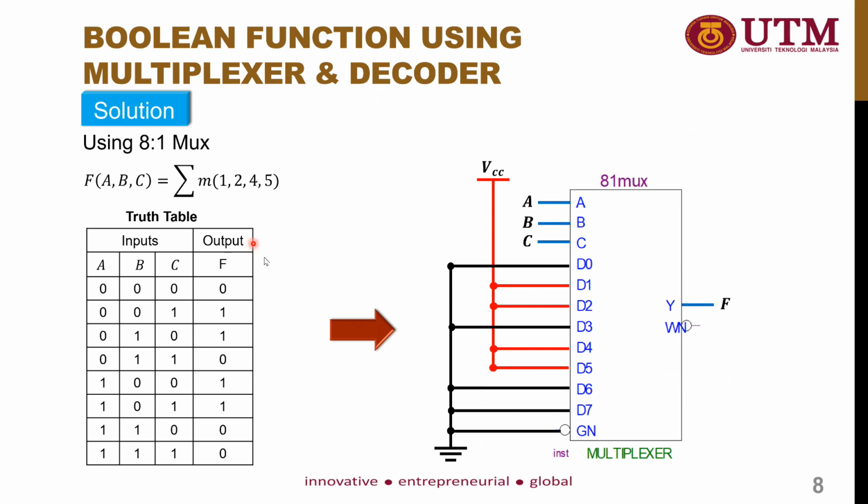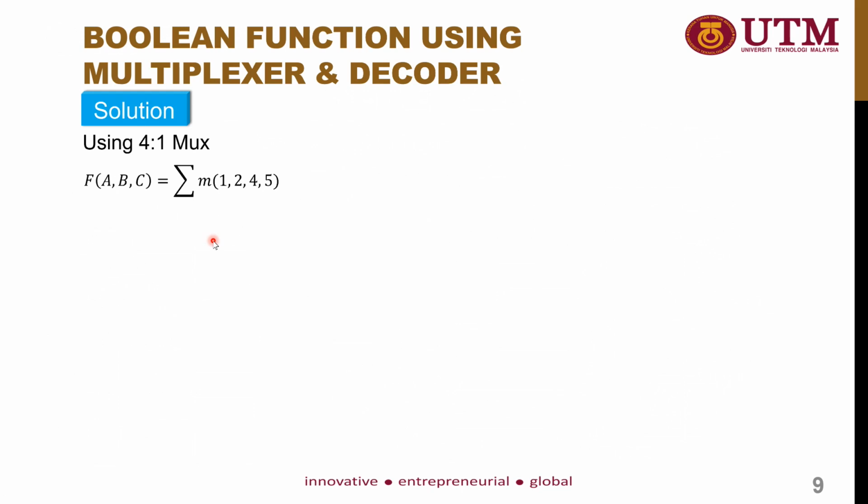You can observe the output: which outputs equal 0 and which outputs become 1. The output which equals 0, you need to connect to the ground, and the output which equals 1, you need to connect to the VCC. In the previous example, you already saw that the expression of minterms 1, 2, 4, 5 is expressed in terms of an 8-to-1 multiplexer.